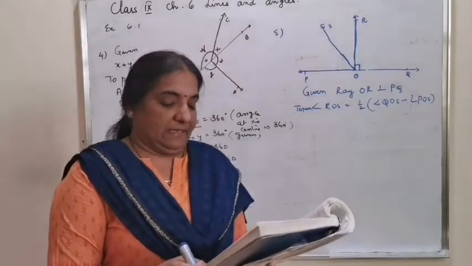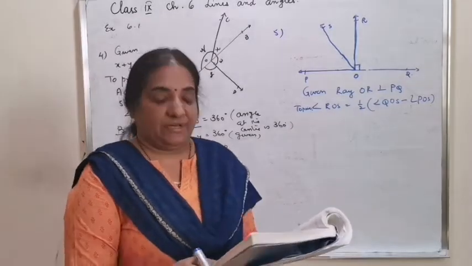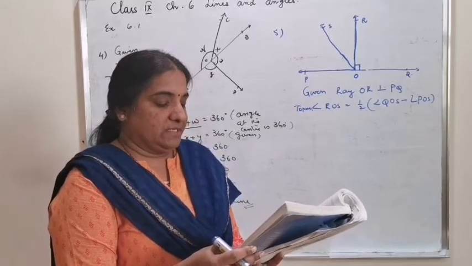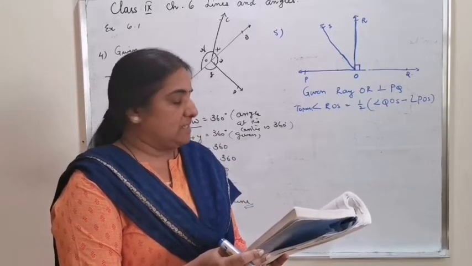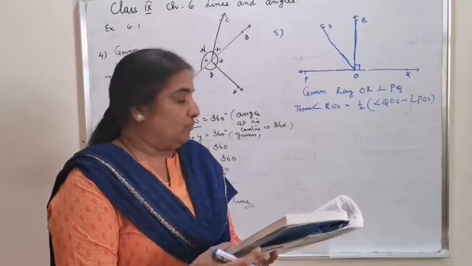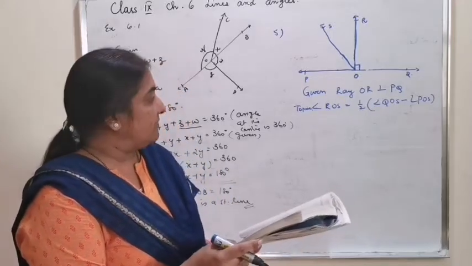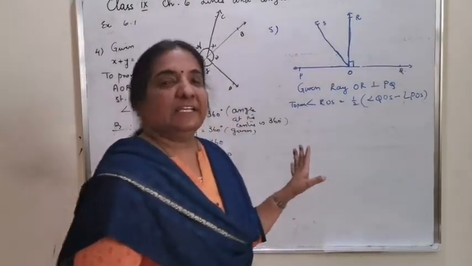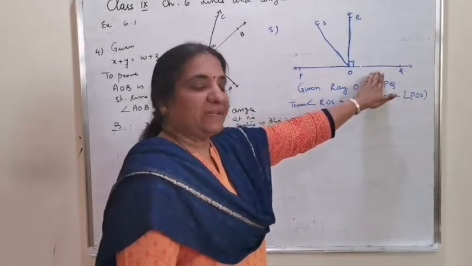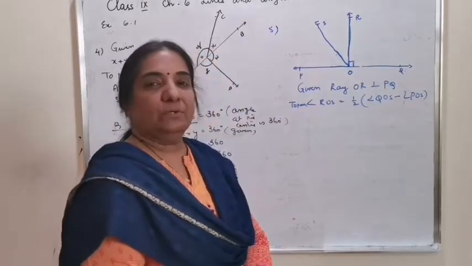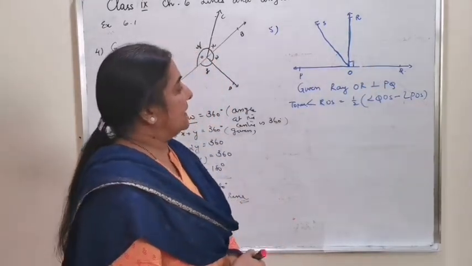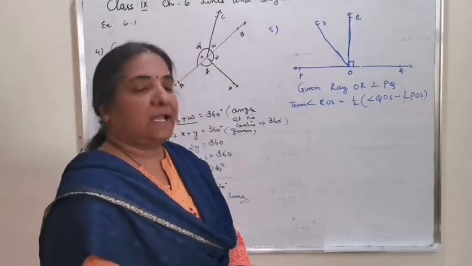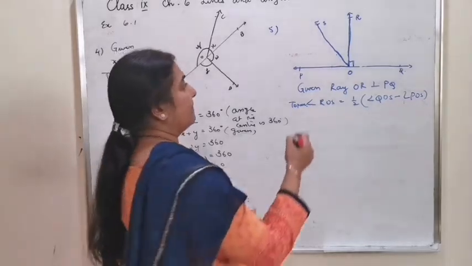Question number 5. In the figure, POQ is a straight line. Ray OR is perpendicular to line PQ. OS is another ray between rays OP and OR. Prove that angle ROS is equal to half of angle QOS minus POS. In the figure, POQ represents a straight line. OR is perpendicular to PQ. What is to prove is angle ROS is equal to half of angle QOS minus angle POS.